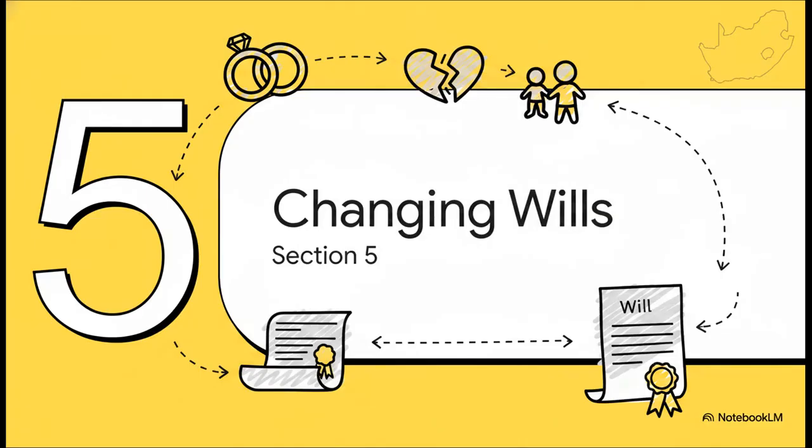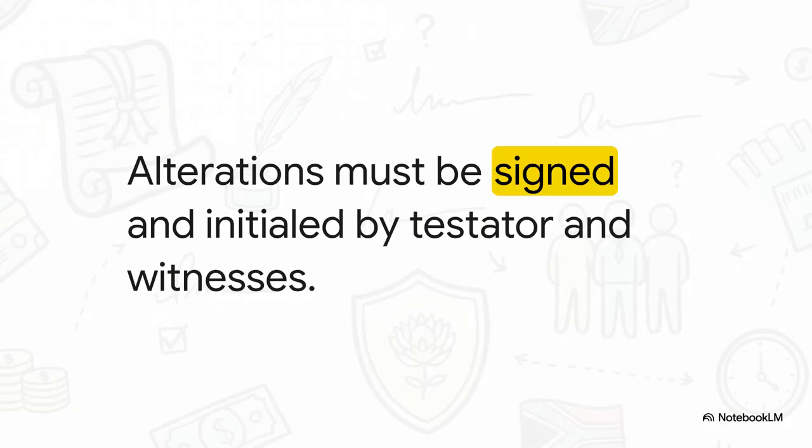Finally, let's wrap up with Section 5, changing or canceling wills. Look, your life changes, and your estate plans need to evolve right alongside you. But if you have an existing will and you just want to scratch out a sentence or update a name, you can't just grab a Sharpie and cross it out. Under Section 2(1)(b), any amendment on the physical document has to be signed and initialed right next to the change by you, and, here's the kicker, by the exact same 2 witnesses. This strict rule is there to prove someone didn't just forge a change after the fact.